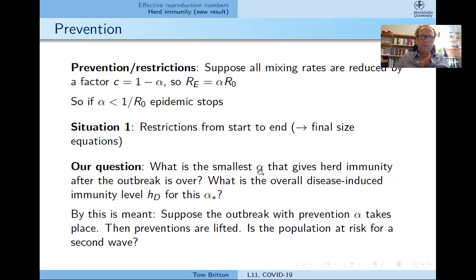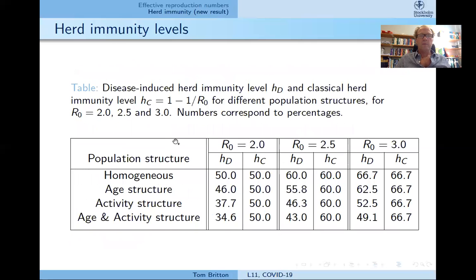But we're not really interested in the value of alpha. What we're mainly interested in is then what is the overall immunity level for that particular threshold alpha star. And that is what we investigated numerically, and we came to the following table.